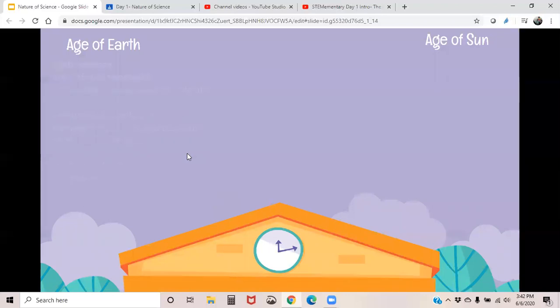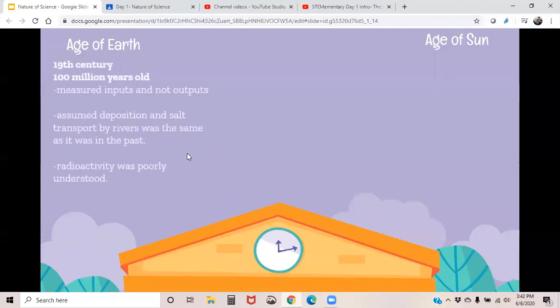And so things were still unknown, right? And so in the 19th century, the number was thrown out after all of this information was considered that the Earth was at least 100 million years old, based upon the measured inputs that they had. But again, remember, they didn't consider the outputs. They didn't think about those rates of weathering, the rates of erosion, the rates of deposition being different.